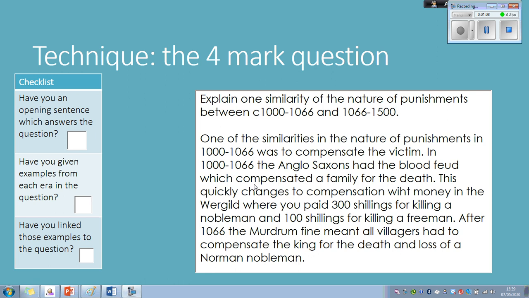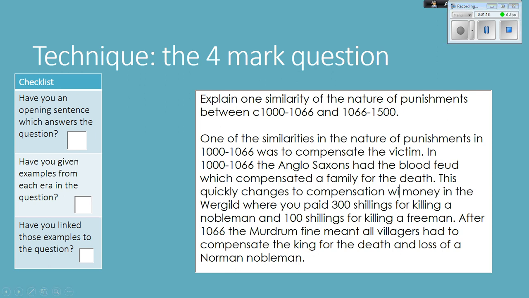Okay, so here you can see the two examples. So we've got obviously the Anglo-Saxon example talking about the blood feud, which then obviously went to compensating with money, that should say, in the Wehrgilt, and giving specific examples there. And likewise, they're moving on to 1066 and talking about the merchant fine, meaning all villagers now had to compensate the king for the death and the loss of the Norman noble.